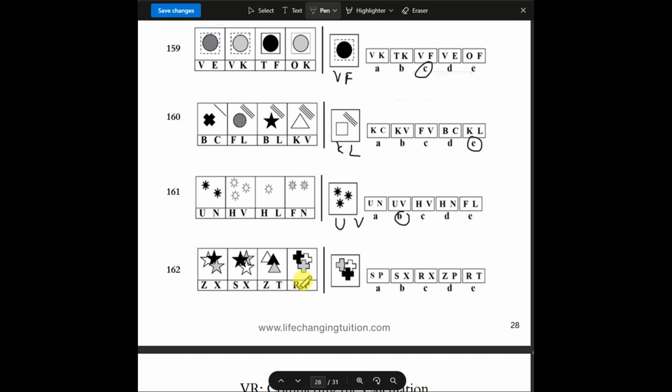162. So Z and Z. You can see the color pattern white, black, grey, white, black, grey. So what does this pattern follow? Well, it's not actually similar to this or this. It's different to both of them.